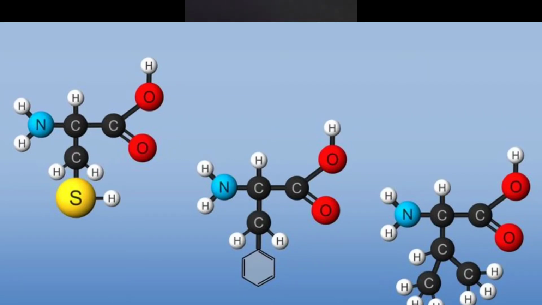How do you identify amino acids? All amino acids have an amino group, a carboxyl group, a hydrogen, and an R group that is unique to the amino acid. In this structure, the R group is hydrogen, which corresponds to the amino acid glycine.